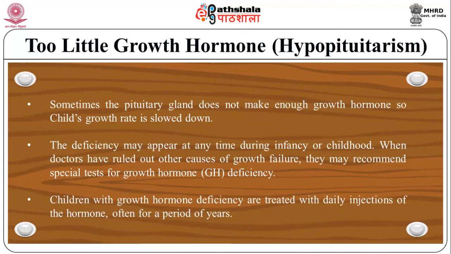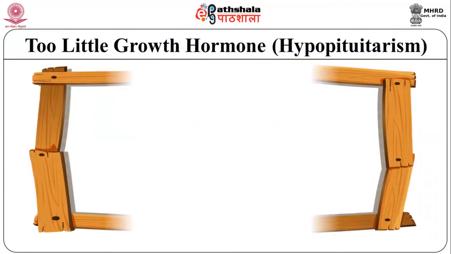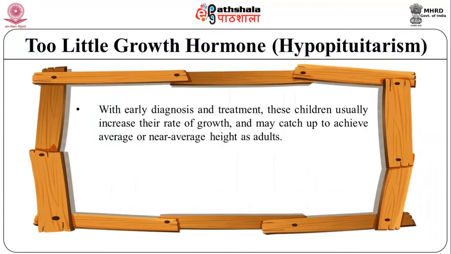Children with growth hormone deficiency are treated with daily injections of the hormone, often for a period of years. With yearly diagnosis and treatment, these children usually increase their rate of growth and may catch up to achieve average or near average height as adults.